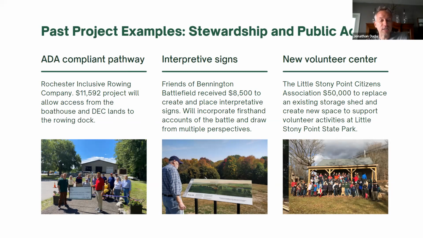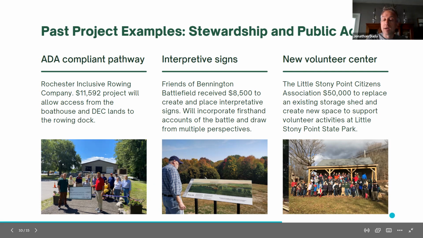For example, out in Rochester, the Rochester Inclusive Community Rowing Association, we funded $11,592 for an ADA compliant pathway with environmentally friendly materials that will allow access from their boathouse and the DEC lands to a rowing dock in the Black Creek, right down the pathway. A wonderful project, as they focus on veterans and those with disabilities. And so that would, of course, fall under what we call the SPAC category, the stewardship and public access.